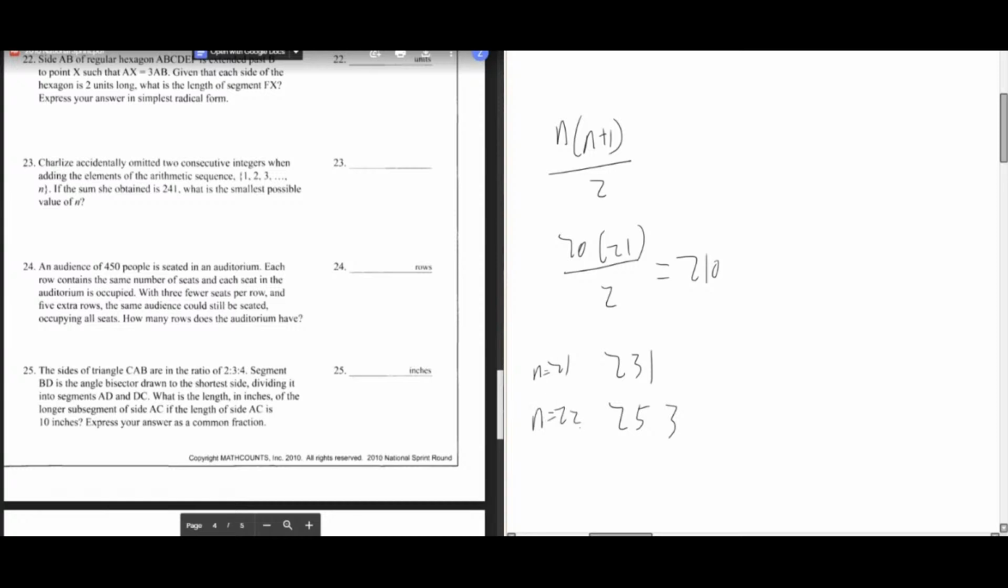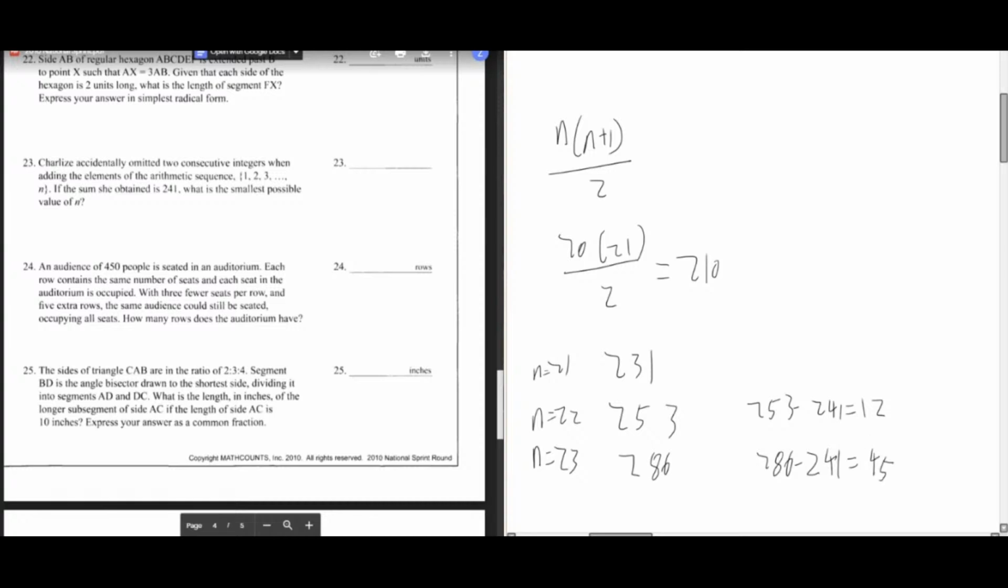253 is over 241. But if we look, 253 minus 241 is 12, and 12 is an even number. There's no possible way of obtaining an even number through adding two consecutive integers, so we can't have that. So if we go to n equals 23, we add another 23, we get 286. With 286, you do have an odd difference, which is 45.